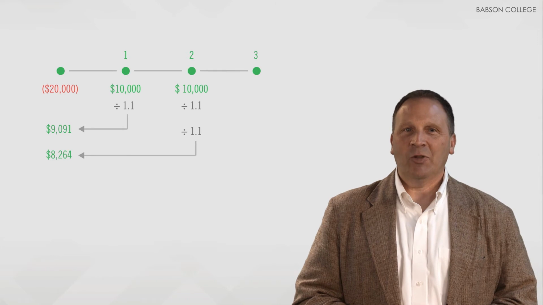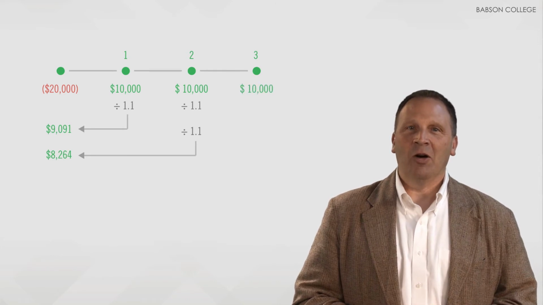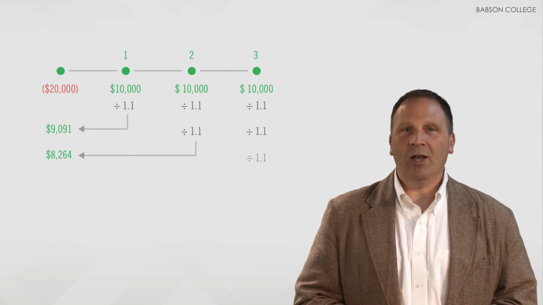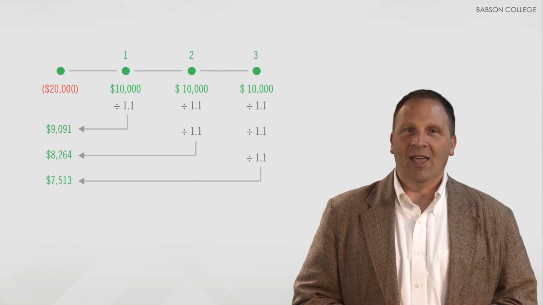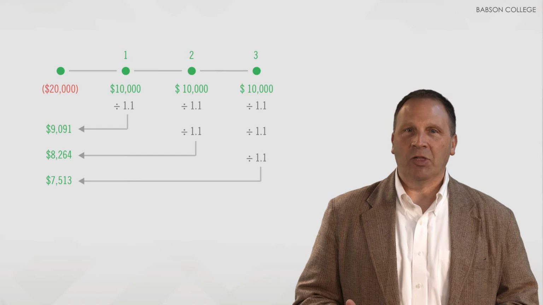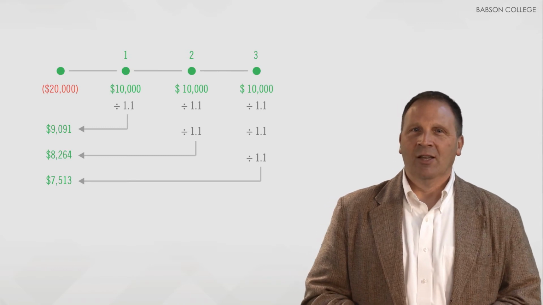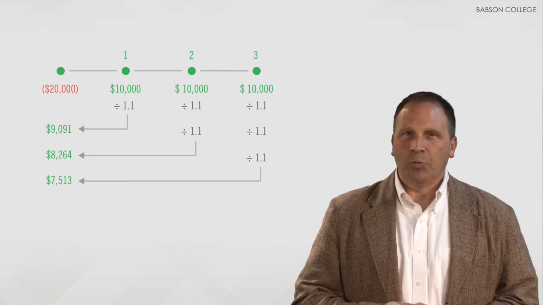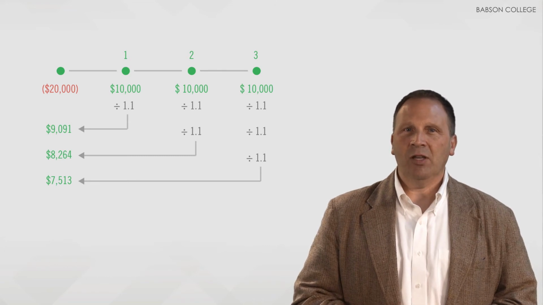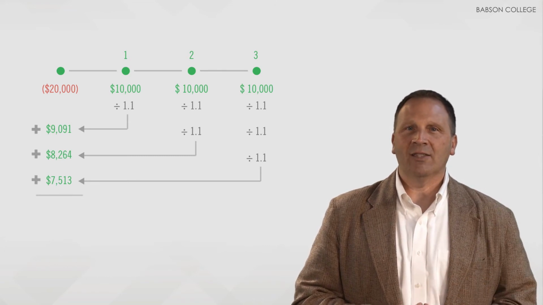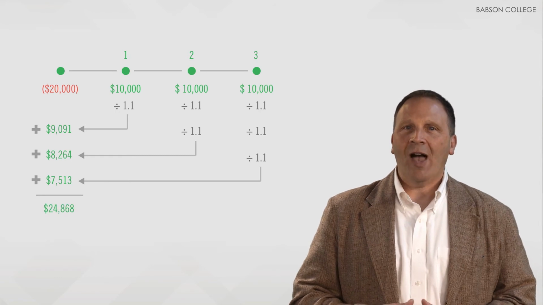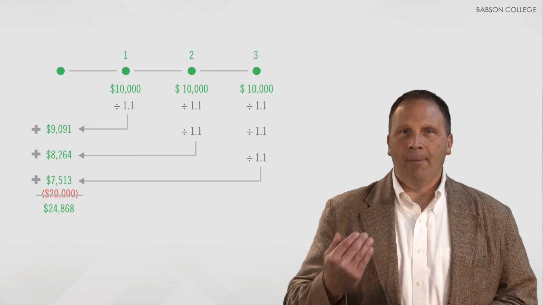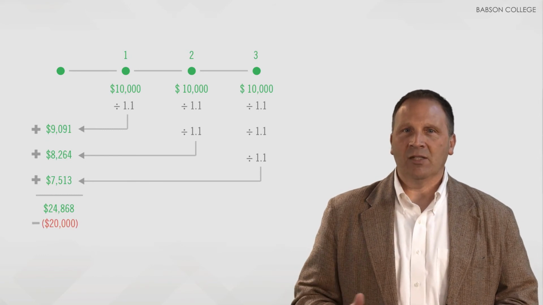The year 3 cash flow is a final $10,000 inflow. This one occurs 3 years from now, so we divide it by 1.1 3 times and end up with a present value of $7,513. So where do we stand? We have an initial outflow of $20,000 and present values of the 3 future inflows sum to $24,868. So the true value created from the project is $24,868 minus $20,000, or $4,868.